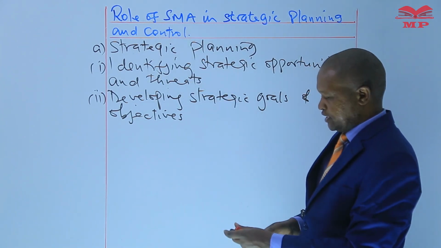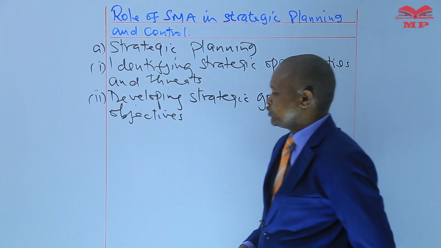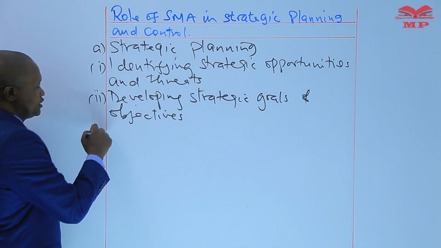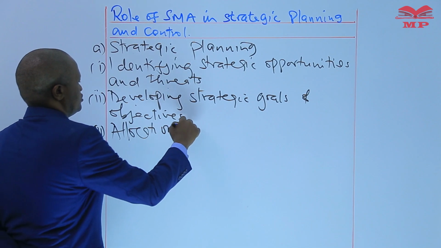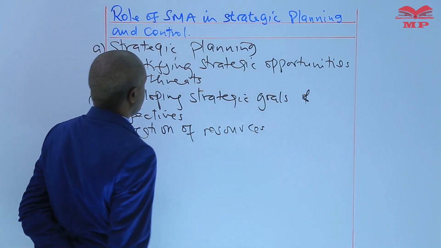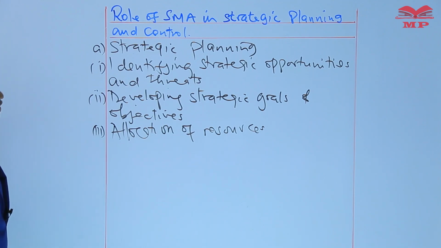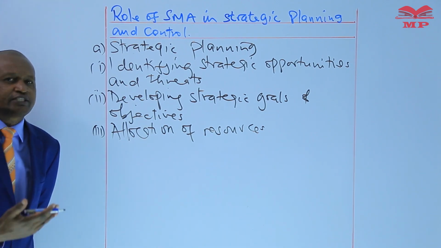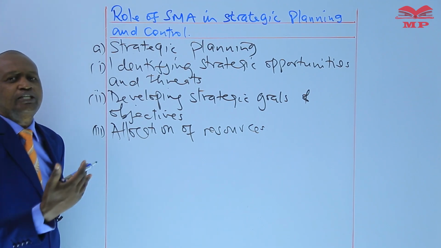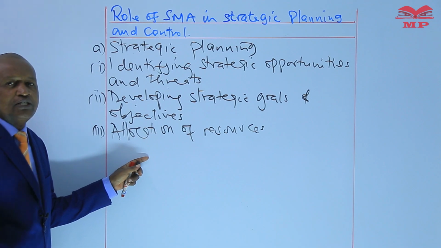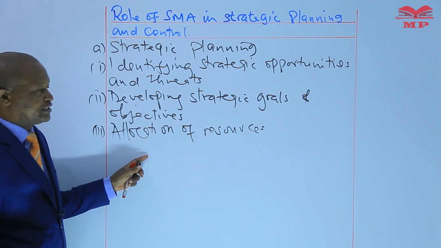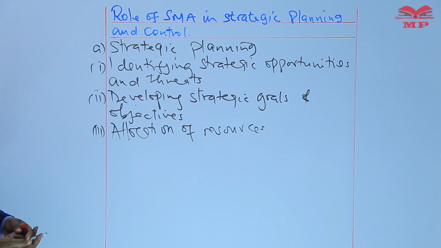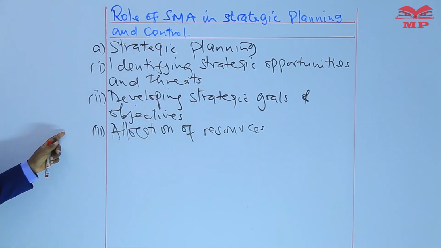Now, related to strategic planning is what we call allocation of resources. Strategic management accounting helps in the allocation of resources. All right? It assists in allocating resources effectively in order to support strategic initiatives by analyzing costs, analyzing benefits, and also analyzing risks that are associated with different options. So, allocation of resources.